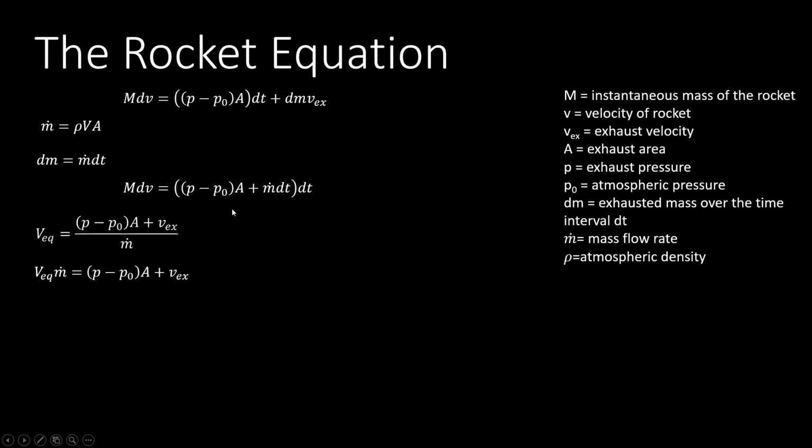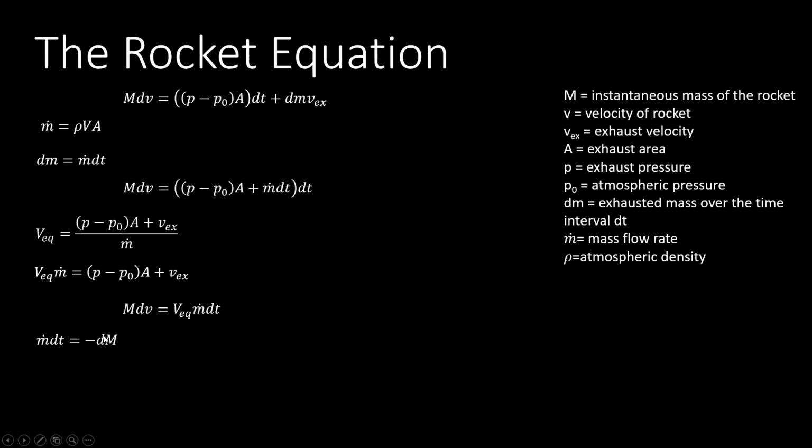Then we introduce a new variable called equivalent velocity, which simply allows us to perform another substitution into our main equation over here, further simplifying it. Conveniently, the mass flow rate per time interval dt is equal to the change in the instantaneous mass of the rocket. This is also a negative value, since the rocket is losing mass as its fuel is consumed, as shown over here.